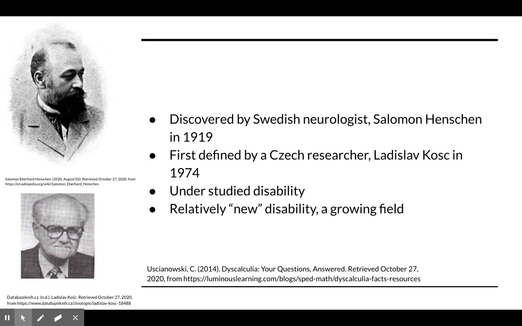So just a brief history on dyscalculia. It was discovered by Swedish neurologist Salomon Henschen in 1919, but it was first defined by a Czech researcher, Ladislav Koch, in 1974. It is very understudied, and it's relatively new, and it's a growing field.